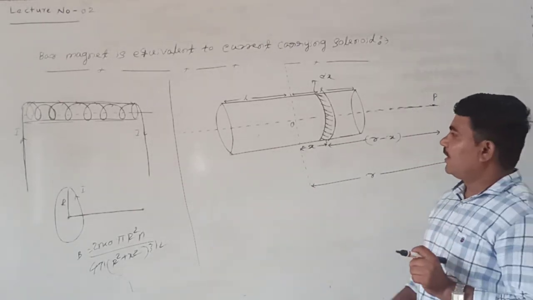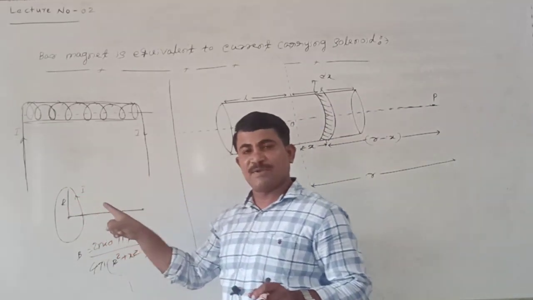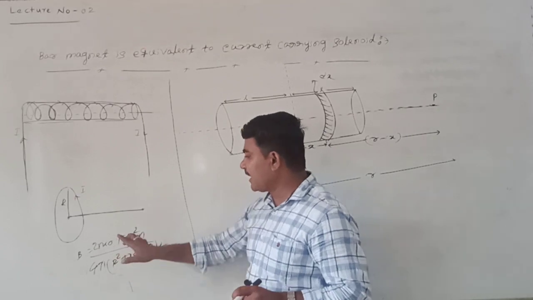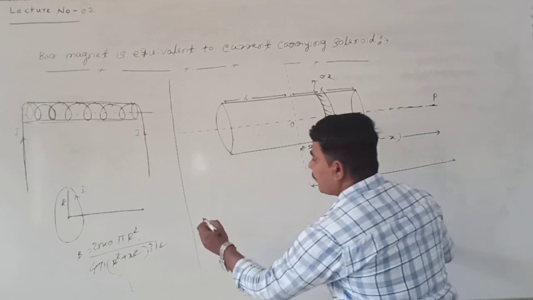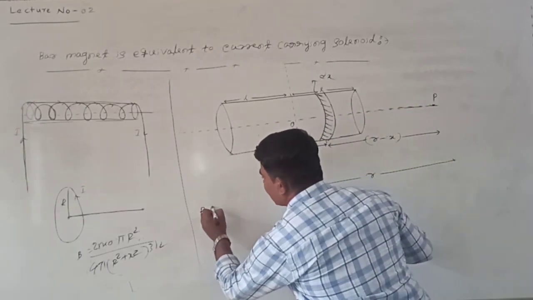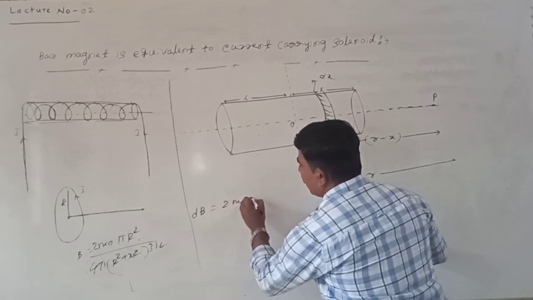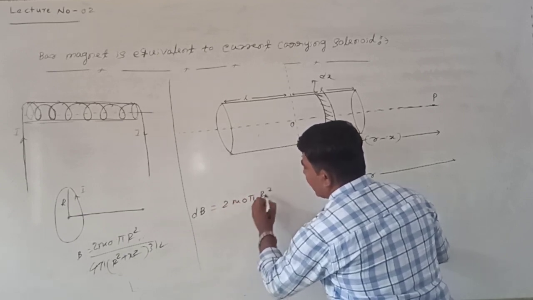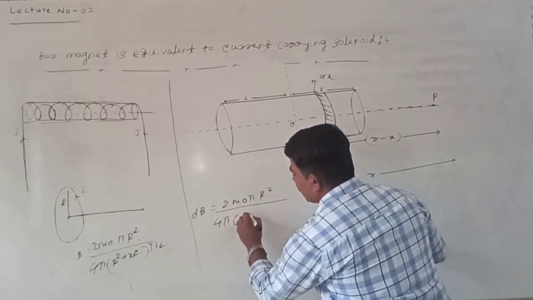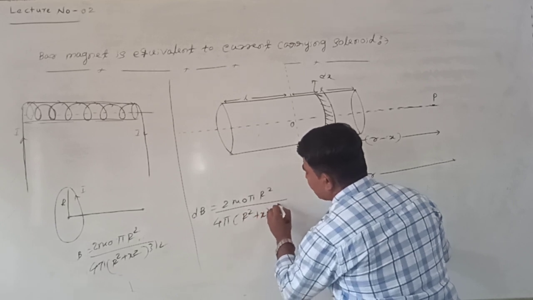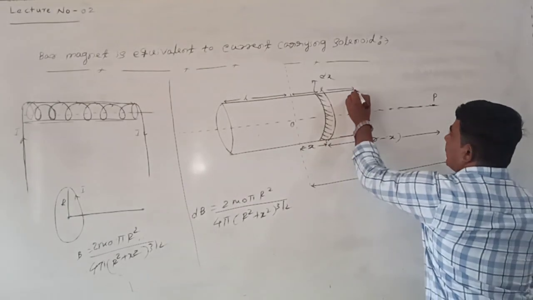Already we know that the current carrying solenoid is made up of many circular turns. For one circular turn, how much magnetic field is there? This much magnetic field. What is the value? dB is equal to 2 into mu naught pi r square, whole divided by 4 pi into (R square plus x square) raised to 3 by 2, where R represents the radius of the circular coil.